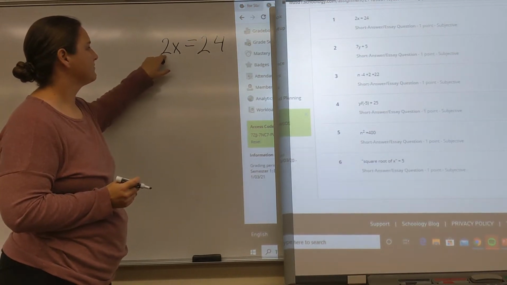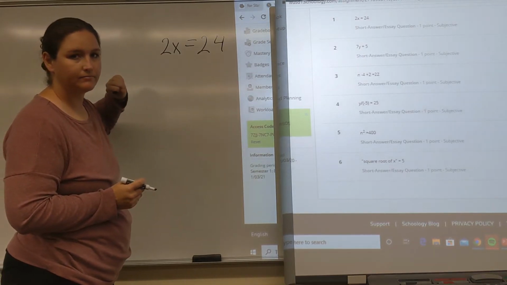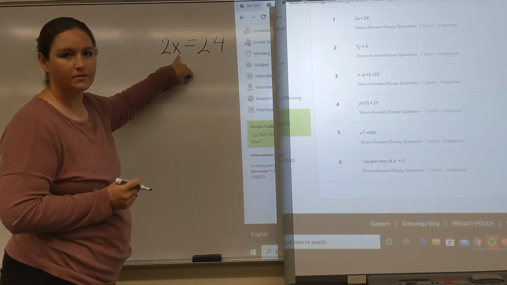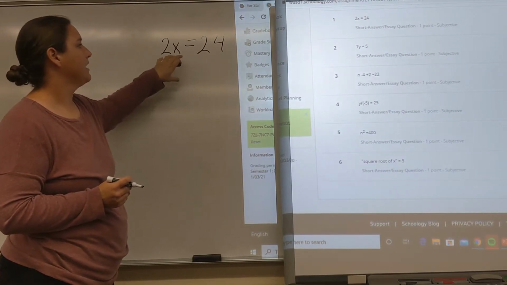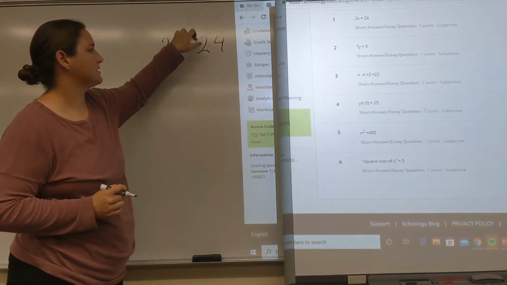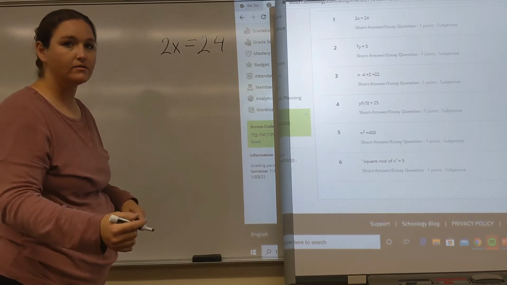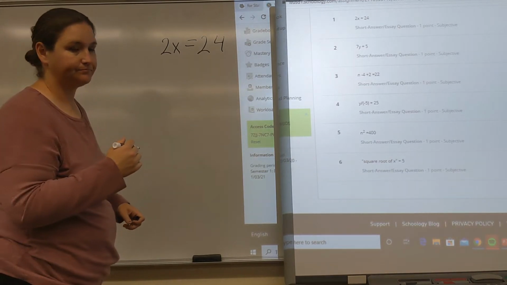So what are we trying to get by itself? The x. We want the x all by itself. Remember, this side is exactly the same as this side. So what we do to one side, we have to do to the other side of that equal sign.